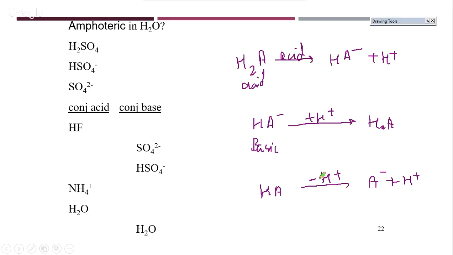Now, in this scenario, this is actually showing a very acidic behavior. So you can see at the same point of time, HA minus is showing basic as well as acidic behavior, and hence such substances are called as amphoteric substances. So what are amphoteric substances? Amphoteric substances are those which actually can show basic and acidic behavior at the same point of time.